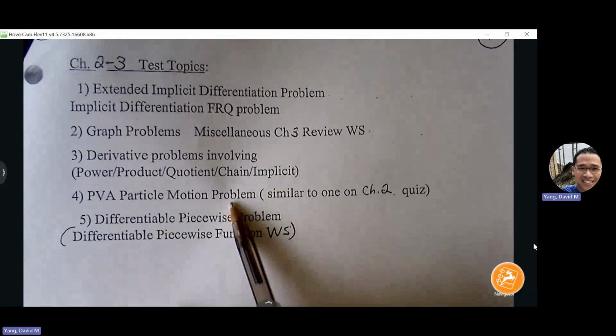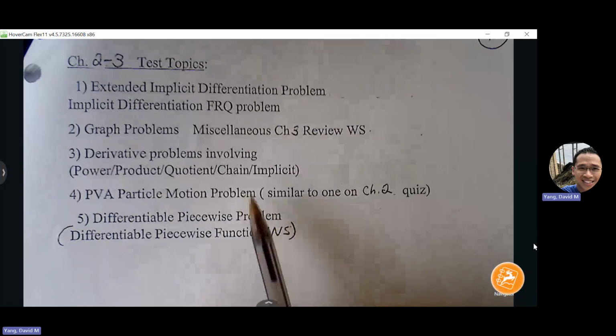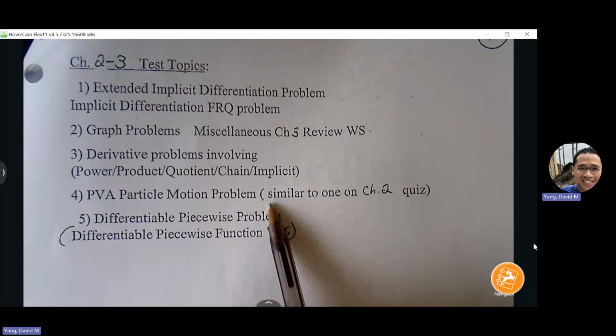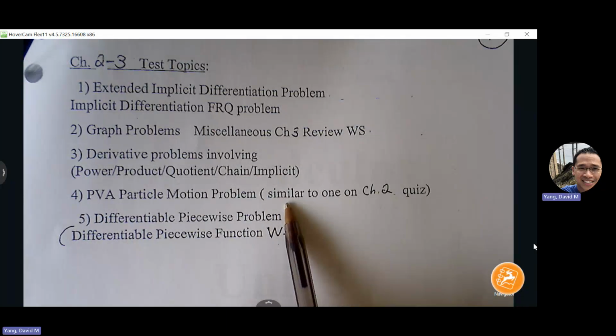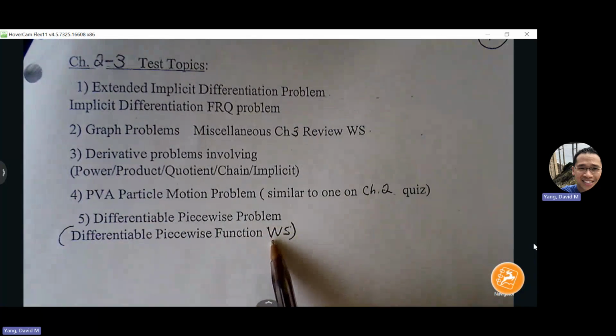And then a particle motion problem, similar to the one that we did on the quiz. But I think the only thing added to it is something like displacement and total distance. Displacement is just change in position, final position minus initial position. For total distance, we find the beginning and end positions, look to see if there's a place where there's a change in direction, identify that position as well, and then just count your steps between each of those places. Every step is positive. We'll do an example of that. And then the differentiable piecewise problem, which we did in class, and we can do another one today.